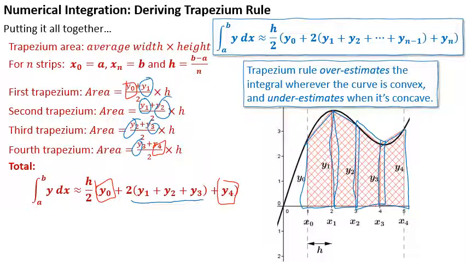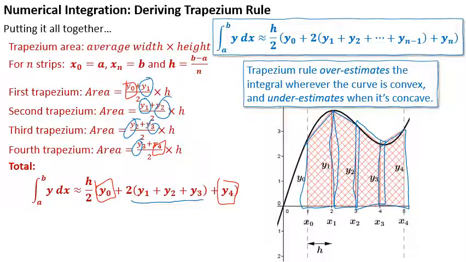In general, it's worth noticing this trapezium rule overestimates the integral wherever the curve is convex and underestimates when it's concave. We'll come back to this idea a little bit later as well. We'll look into it in more detail in the bonus section at the end of the video, but for now it's worth looking carefully at the picture we've got and noticing the convex sections of the graph.